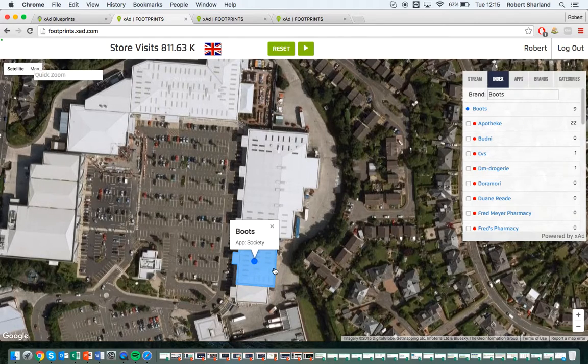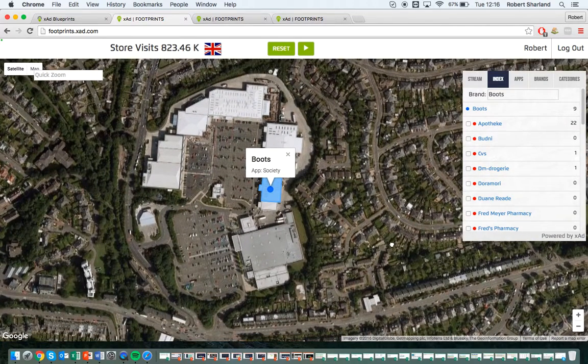Now, where Exad is completely unique in the location marketplace is we only class someone as having gone into a store off the back of potentially a media campaign, or as a customer of a store, if they have entered into the physical walls of the store itself. And as you can see, we've drawn those here accurately using blueprints, which I'll show you in a second, to define those walls.